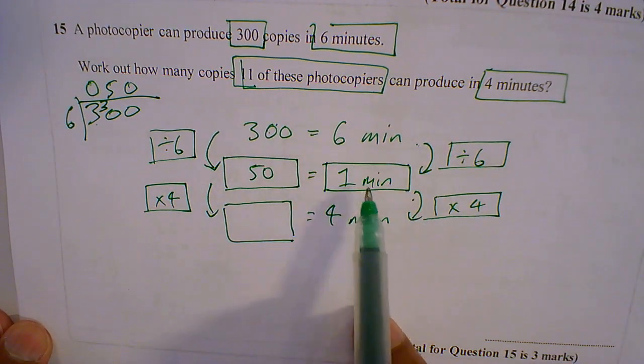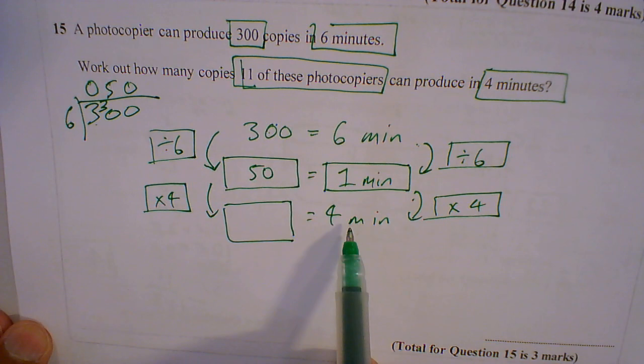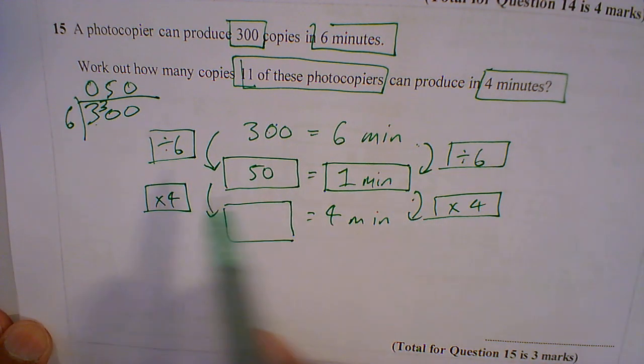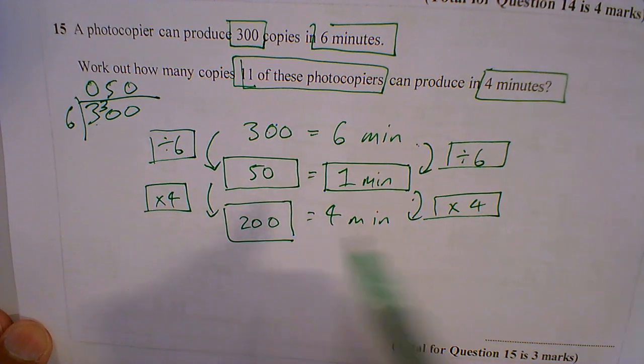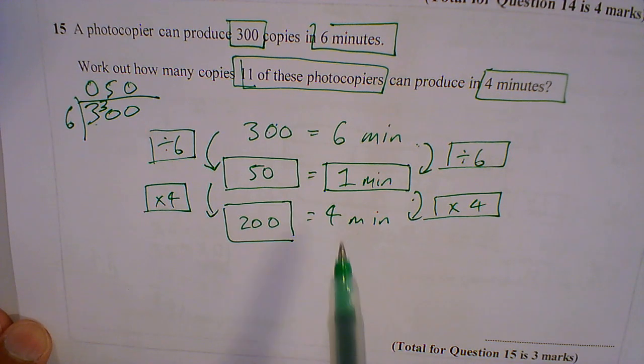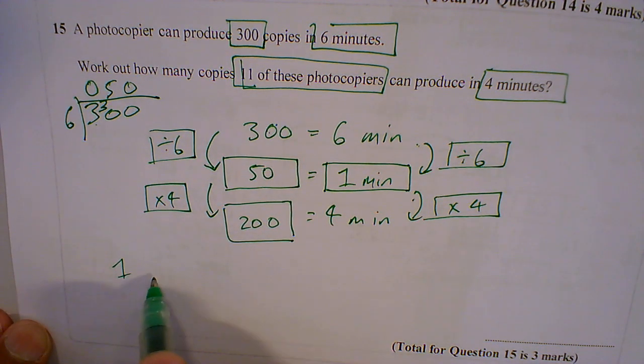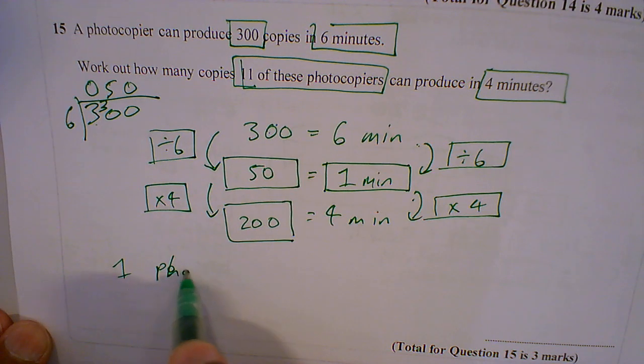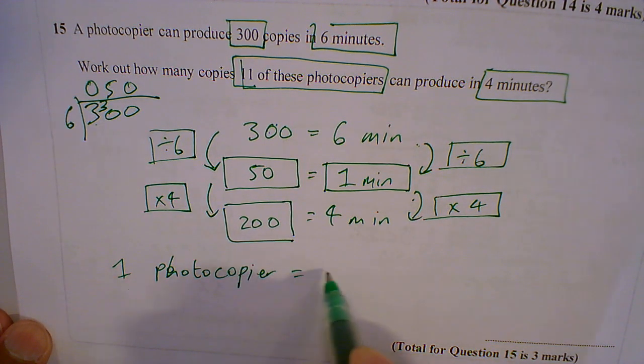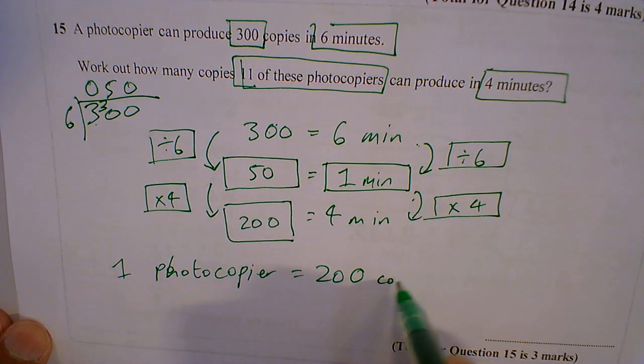6 divided by 6 is 1 minute. So 1 times 4 is 4. 50 times 4, 5 times 4 is 20, so that's 200. So in 4 minutes, I've got 200 copies. So this is just for one copier. So one photocopier equals 200 copies.